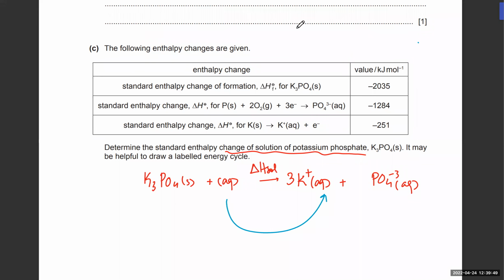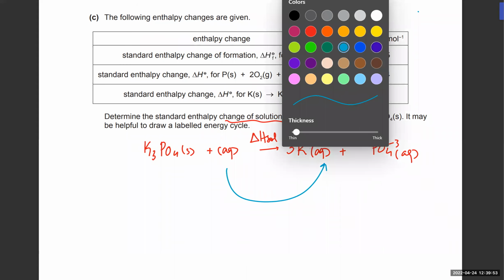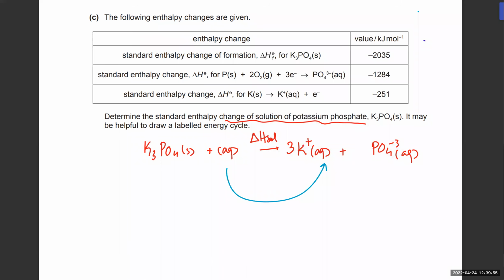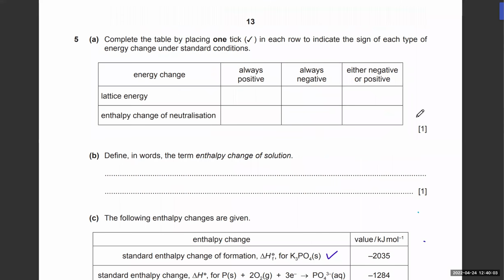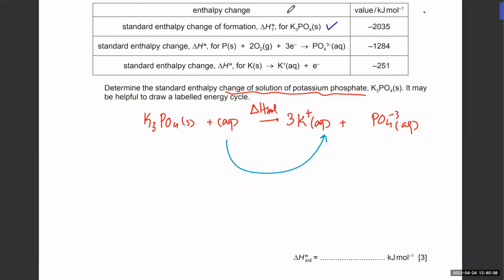If I want to create this other path, I'm going to connect the first equation, which is the enthalpy of formation of K3PO4. Is there any other data given? I don't think so. That's the only information provided. So enthalpy of formation, I've got K3PO4. Enthalpy of formation is 1 mole of K3PO4 formed from its elements.